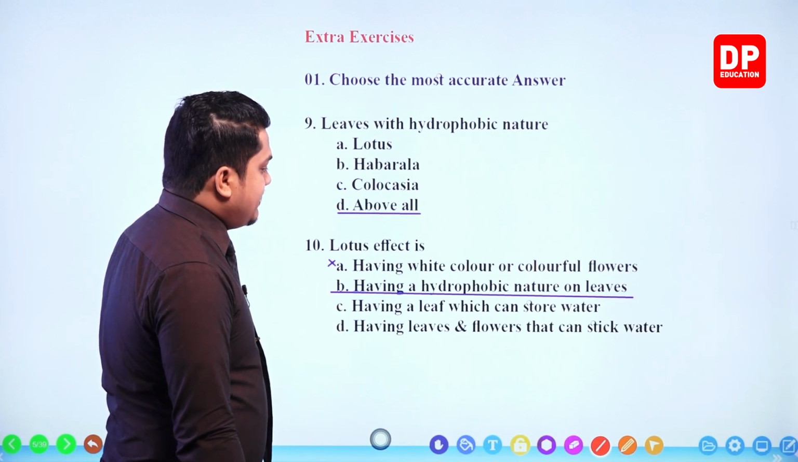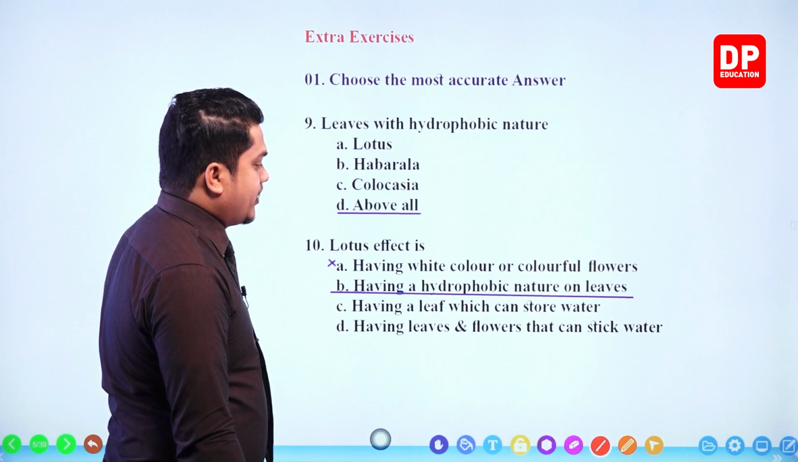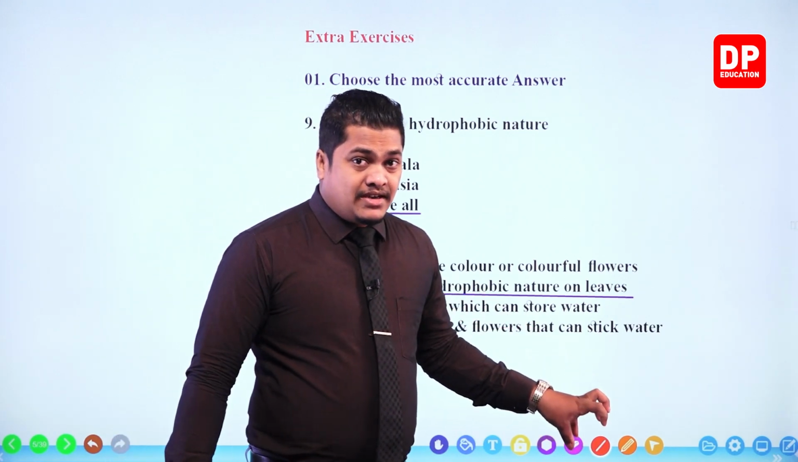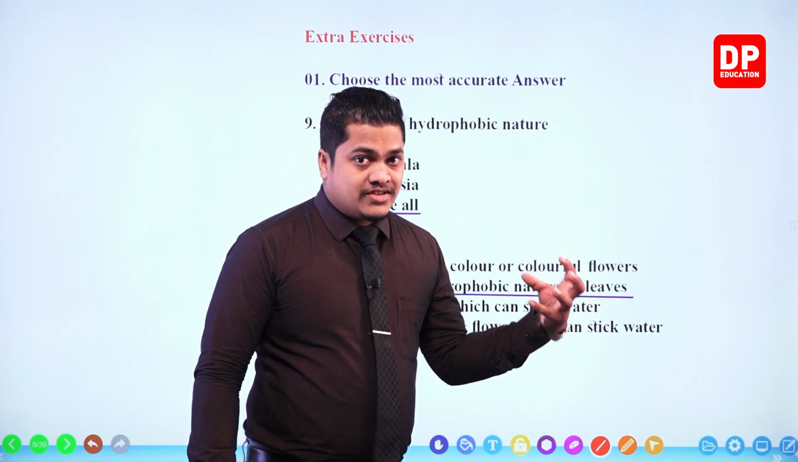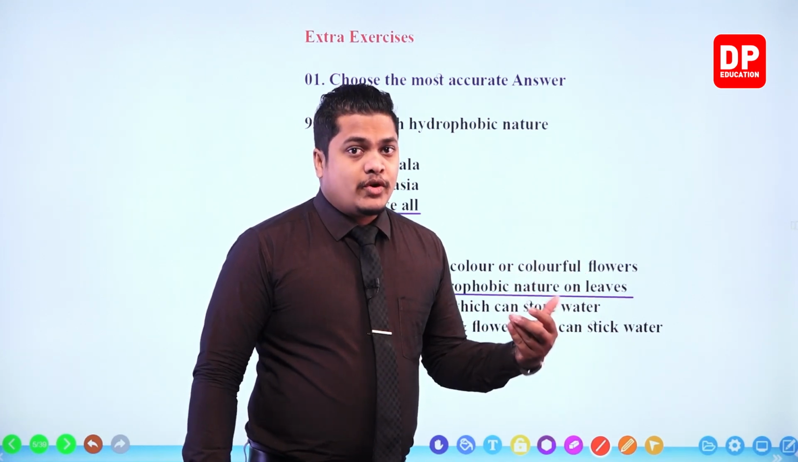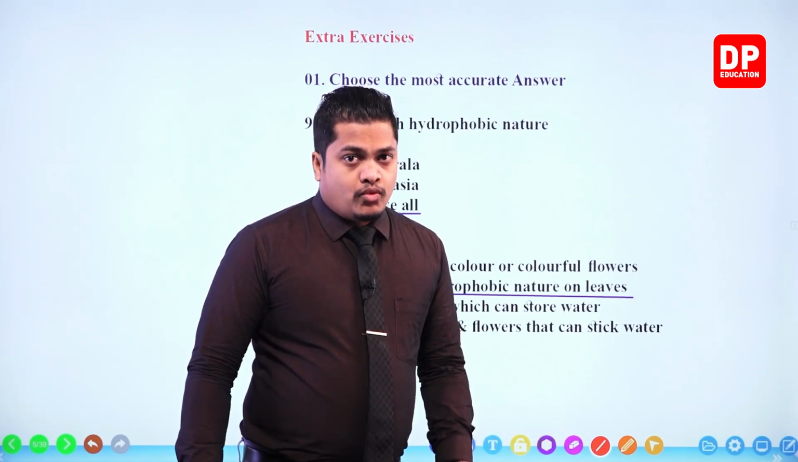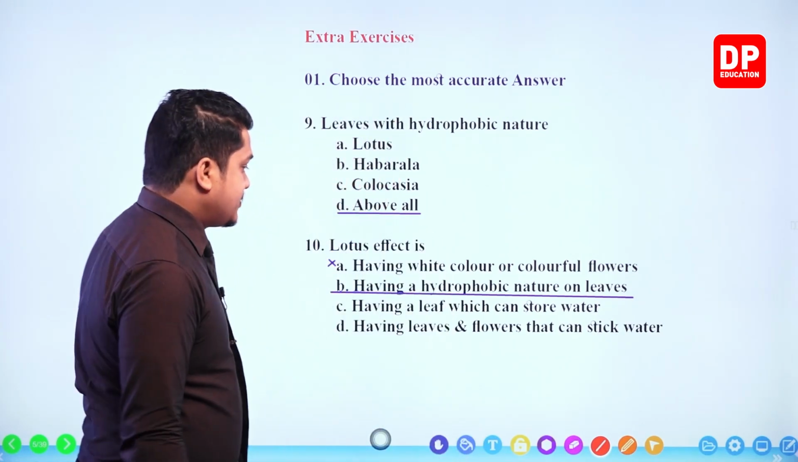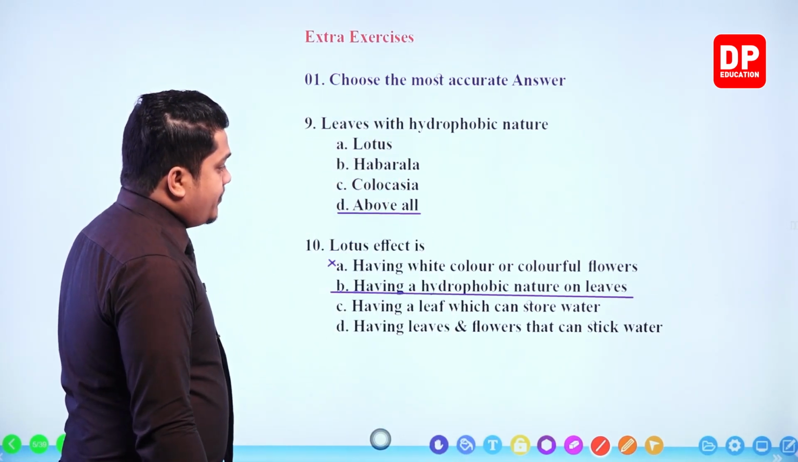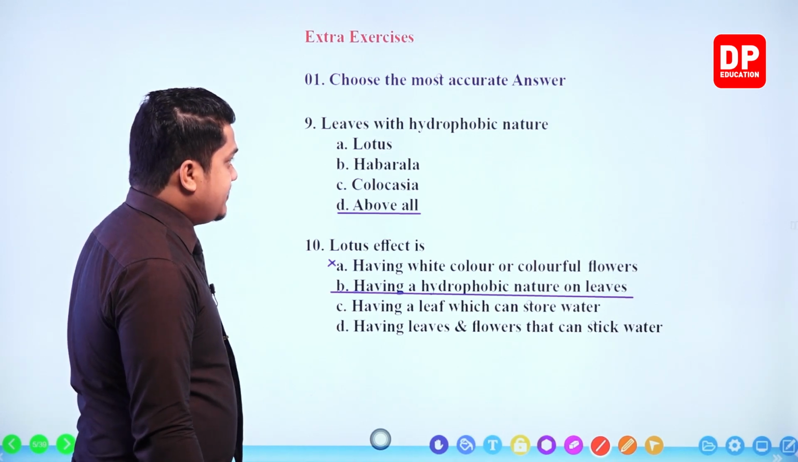Right? Having a leaf which can store water, having leaves and flowers that can stick water. It's not sticking but repelling. Okay? Remember, it's not sticking. It means it's going to repel water. Okay? Turn water away to another place. Right then. So, having a hydrophobic nature on leaves is the correct answer for the lotus effect.